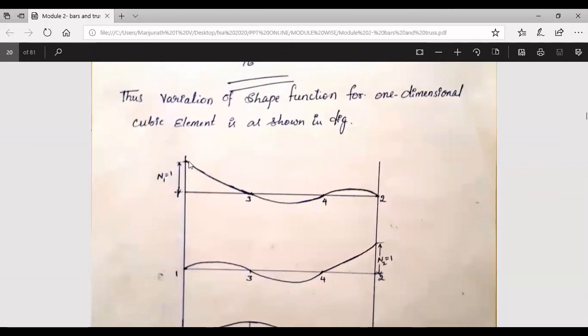As you substitute the values of zeta at different points, it is going to show the variation like this. At node number 3 again it will be equal to 0. At node number 4 again it will be equal to 0. At node number 2 again it will be equal to 0. That is the property of the shape function. If one node is having unity, then at all the remaining nodes the shape function will be equal to 0. Okay, this is how the variation takes place.